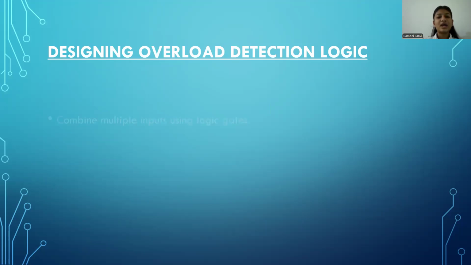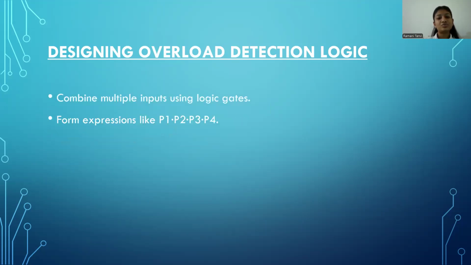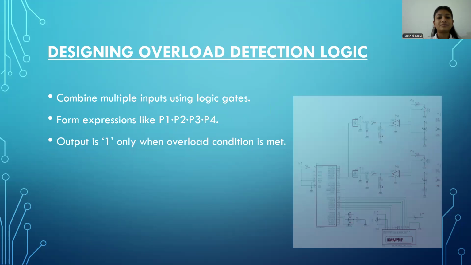Let's say we have four sensors, P1, P2, P3, P4. If all of them are at 1, it means four people are inside and we might be at or over the weight limit. So we write a Boolean expression like P1 · P2 · P3 · P4. This expression goes into an AND gate, and when all inputs are 1 and the output is 1, this means overload.